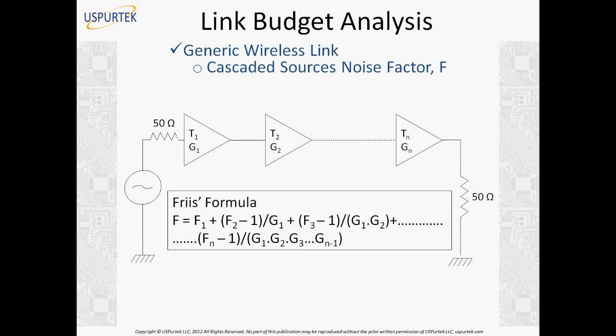The only observation here is that if you look at F1, F1 is a much bigger quantity compared to the others. F2, F3 have a lot of other quantities that get divided, so they make a very small contribution to the total F. So most of the contribution to the F for this cascaded system is coming from F1, the front end. So the front end amplifier is the most important contributor to the noise factor of the whole equipment.